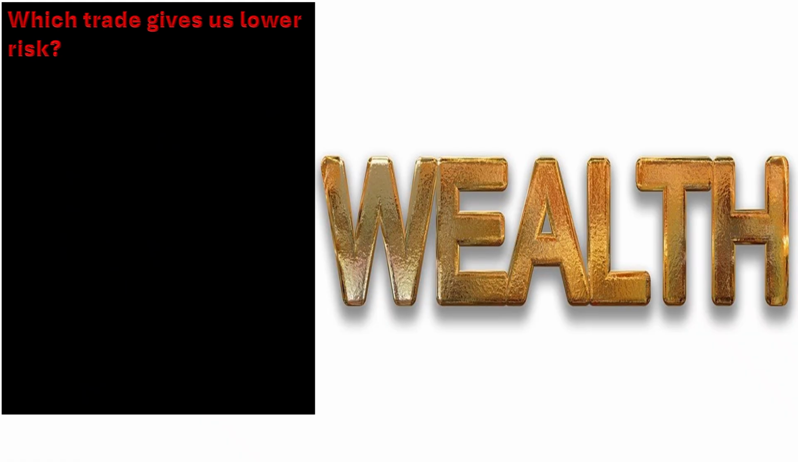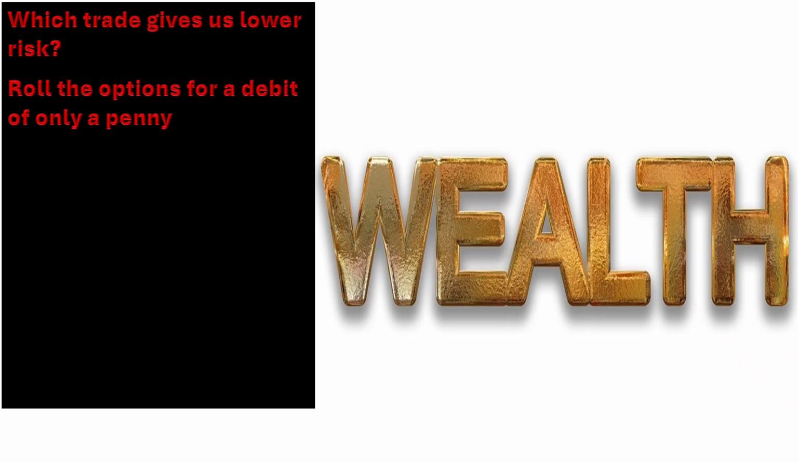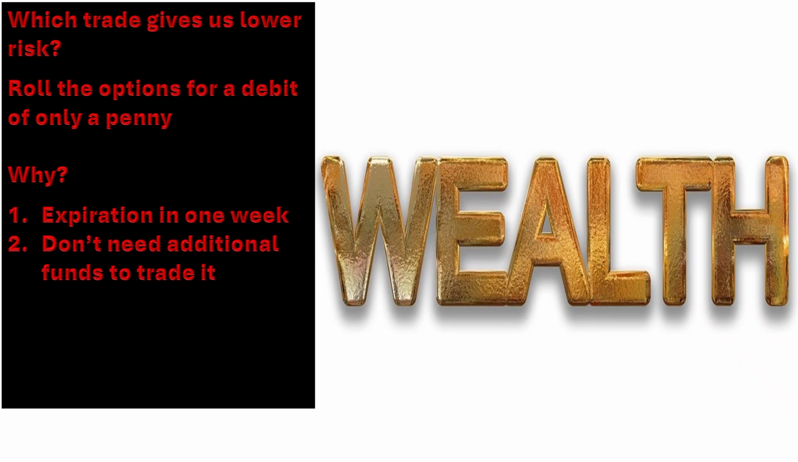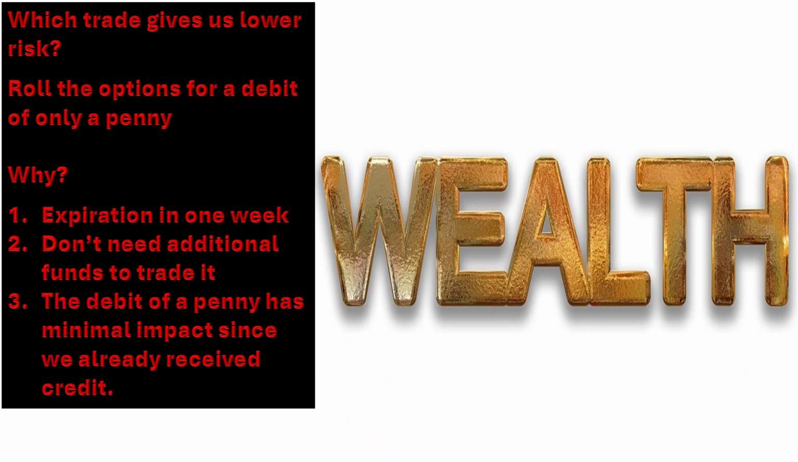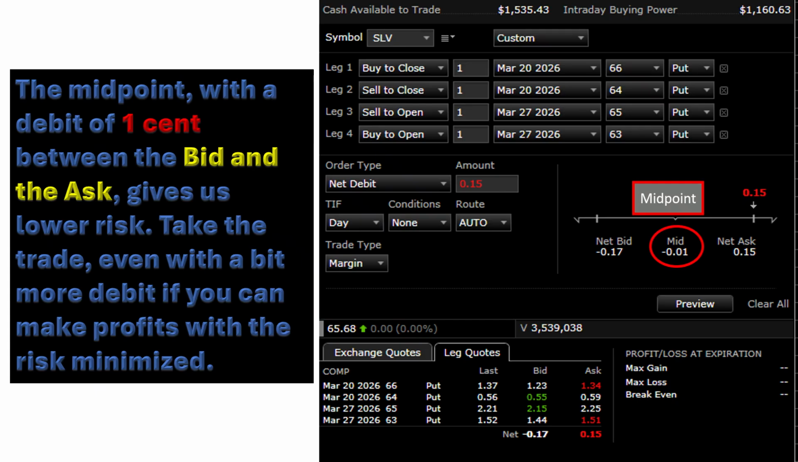Which trade gives us lower risk? Roll the options for a debit of only a penny. Why? Number 1, expiration is only in 1 week, lower risk. Number 2, you don't need additional funds to trade it, less money at risk. Number 3, the debit of a penny has minimal impact since we already received a credit. The midpoint with a debit of 1 cent between the bid and the ask gives us lower risk.